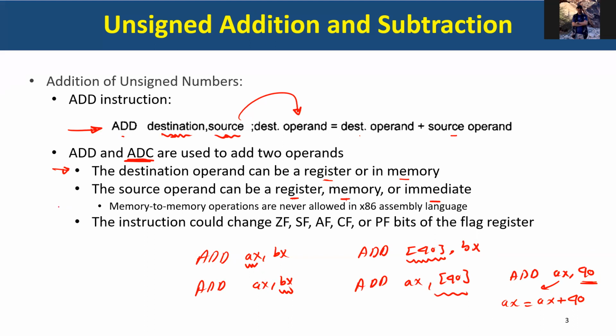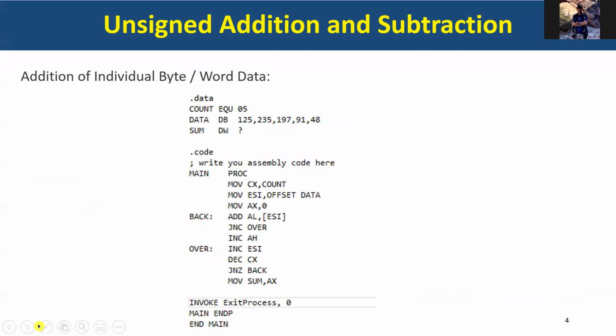One note here that we should consider is that memory to memory operation is not allowed. So you can't say, for example, add 40 and 20. That's wrong. You can't add directly two memory locations together. And of course, both add and add if carry instructions will update the flag register, exactly the zero flag, the sign flag, the auxiliary carry flag, the carry flag, and the parity flag.